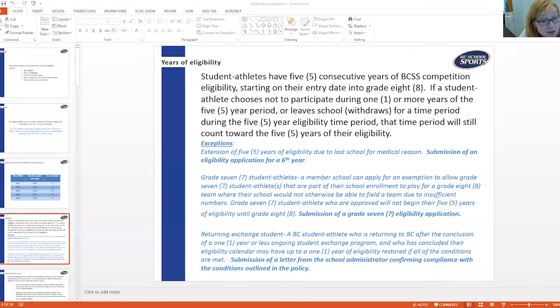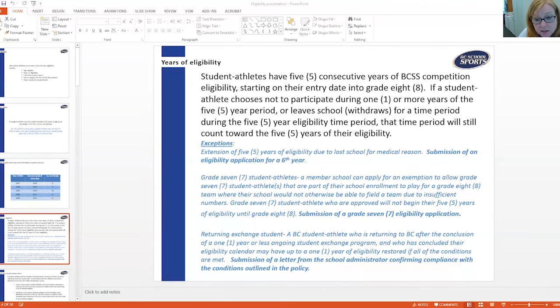The other exception to the 5 years is a grade 7 student that participates. If an application is submitted for a grade 7 student to play on a grade 8 team, the year that they participate as a grade 7 student does not count towards their 5 years of eligibility. We'll look at that specific situation and how you go about submitting an application for that a little later on.